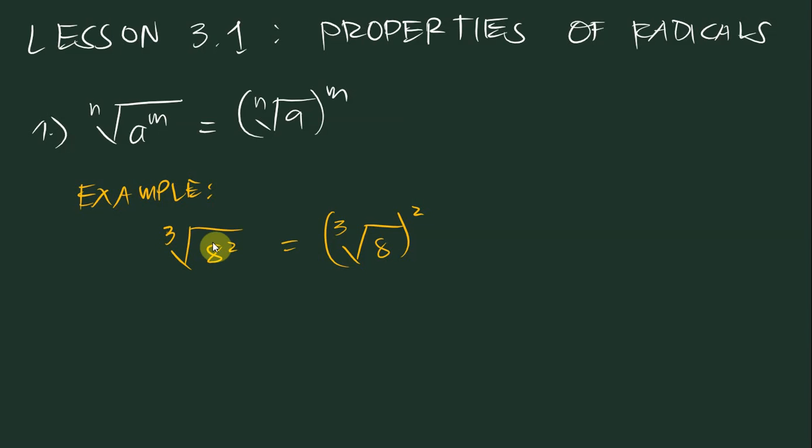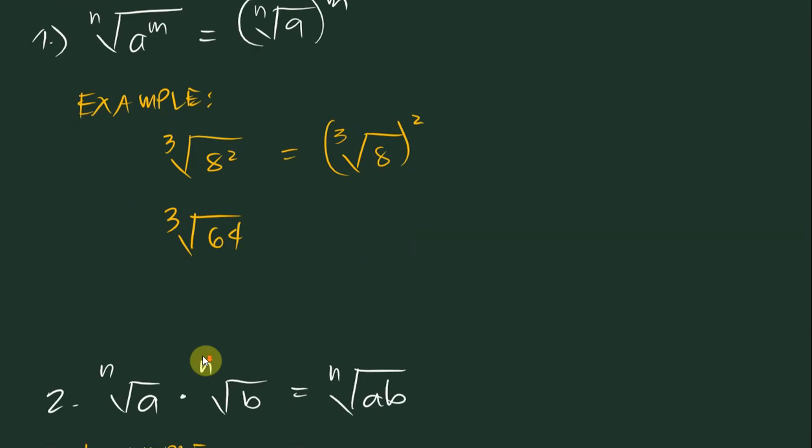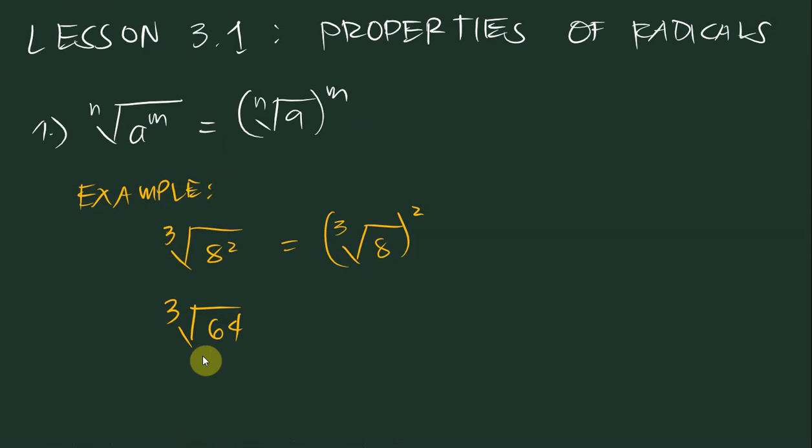We have here the cube root of 8 squared. Let's start to verify if this is really equal. If we rewrite this, this will be equal to the cube root of 64, right? So 64 is equal to 4 cubed. So this is 4. Okay, so is it really equal?